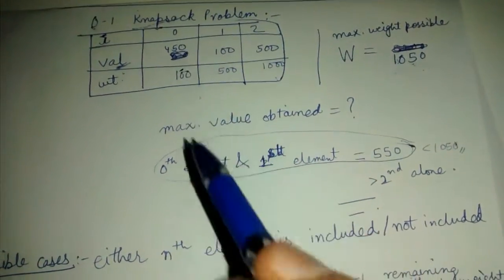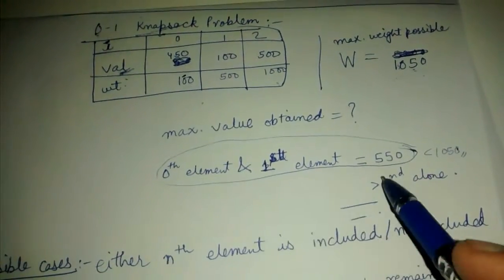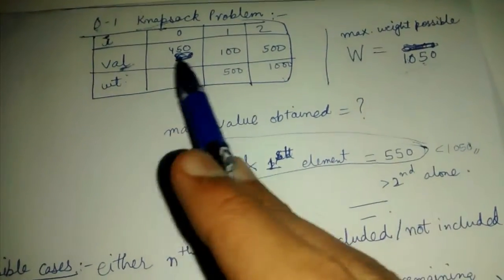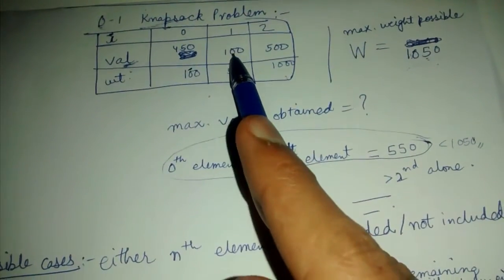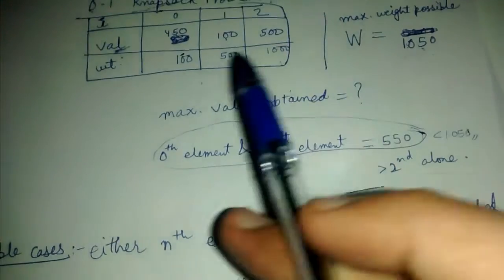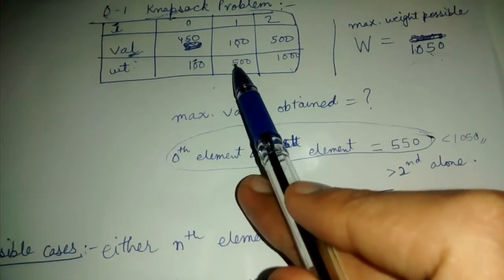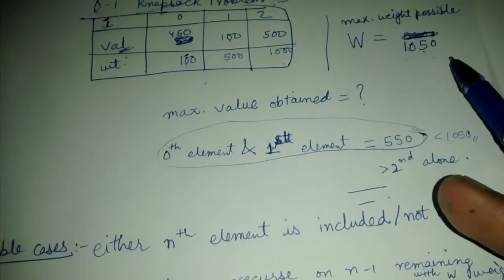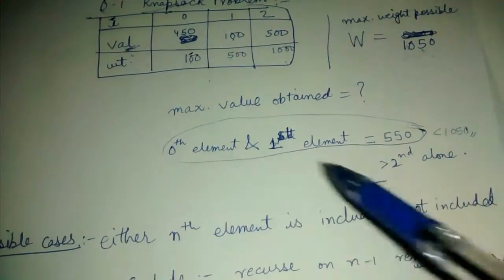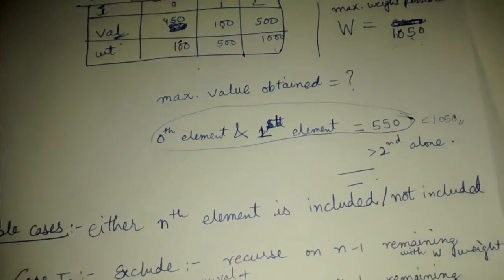So intuitively, if we include the 0th and first element in the bag, the value will be 450 plus 100, that is 550 rupees, and their weight will be 600 kilogram, which is less than 1050. So we are good. We have obtained 550 rupees.